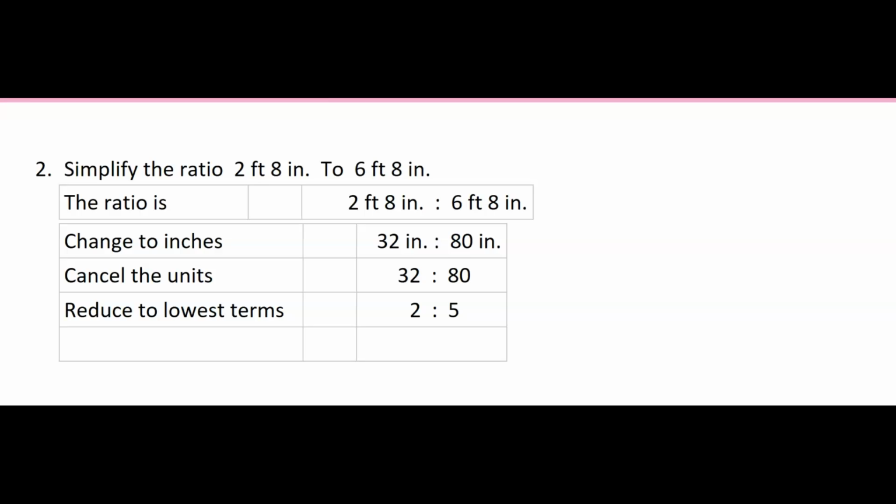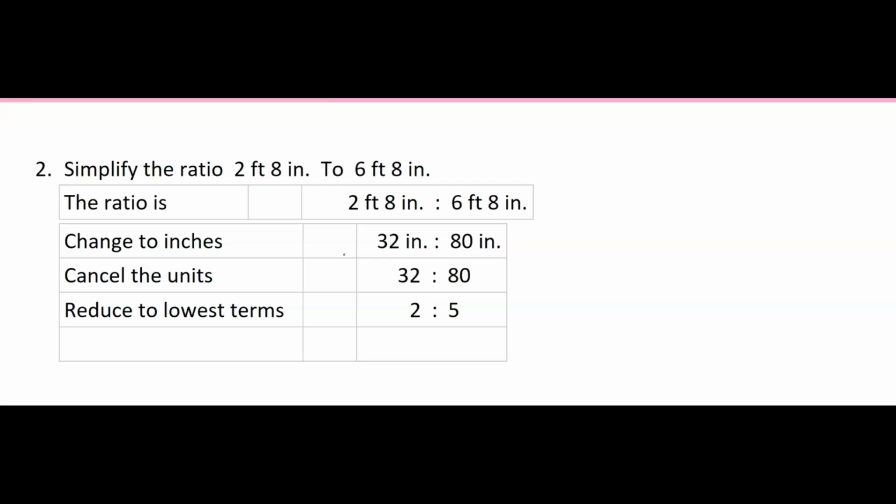In this example, simplify the ratio 2 feet 8 inches to 6 feet 8 inches. So in order to do this, we'll take a look at the ratio. The ratio is 2 feet 8 inches to 6 feet 8 inches. It will be helpful to have both of them in just inches. So we will convert both numbers to just inches. 2 feet is 24 inches, so 24 plus 8 is 32 inches. 6 feet 8 inches converts to 80 inches. So this now becomes 32 to 80.